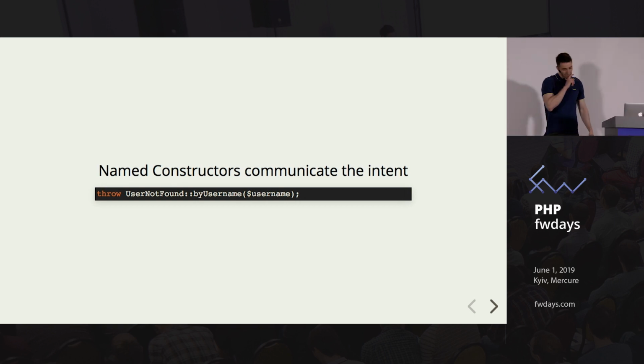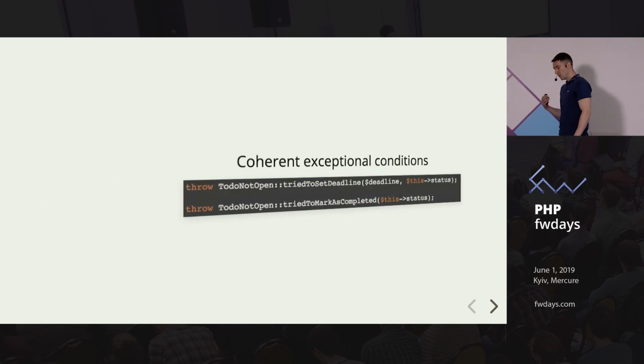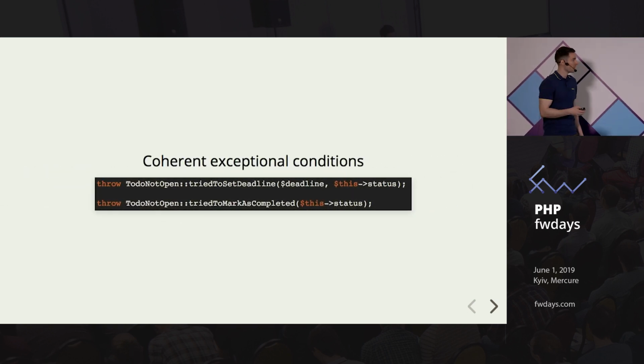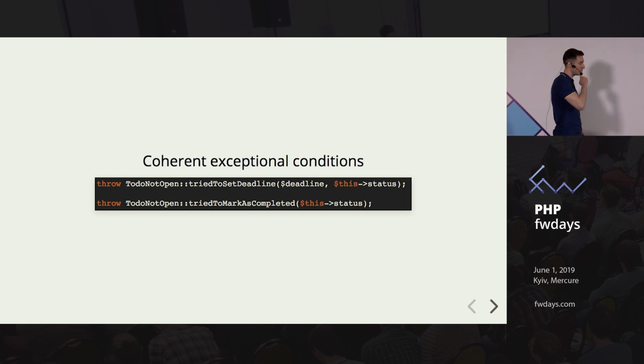Also, you can use named constructors for coherent exceptional conditions. As in this example, where there is a business rule saying that a to-do must be open in order to perform certain actions on it. So the author of this code has decided to capture all those illegal acts within a single exception class, which is completely legitimate, because this entire exception class is cohesive, which is very important.